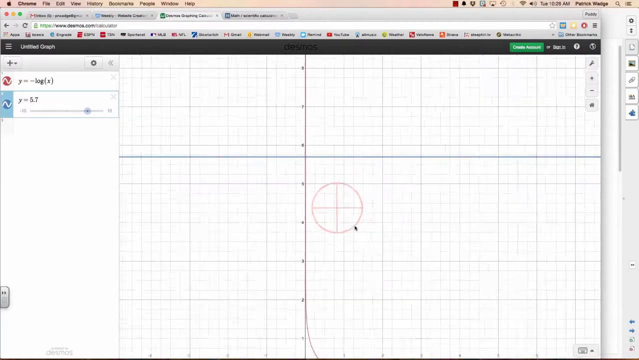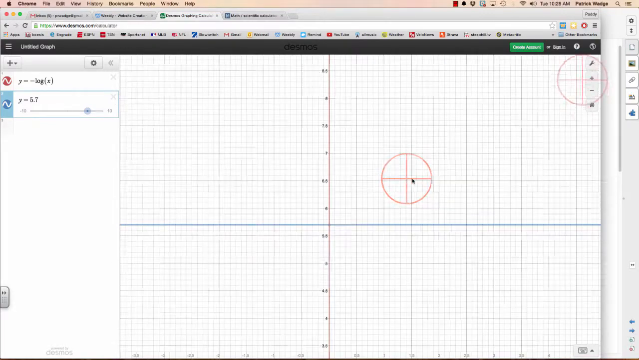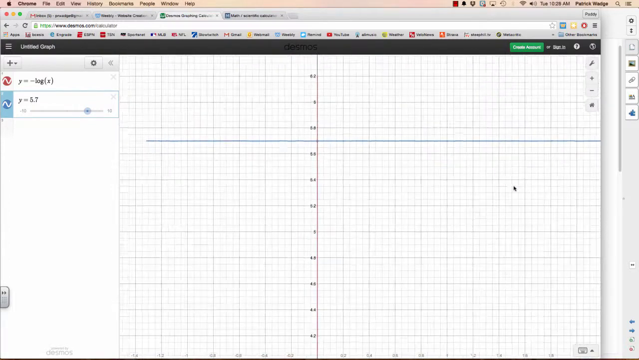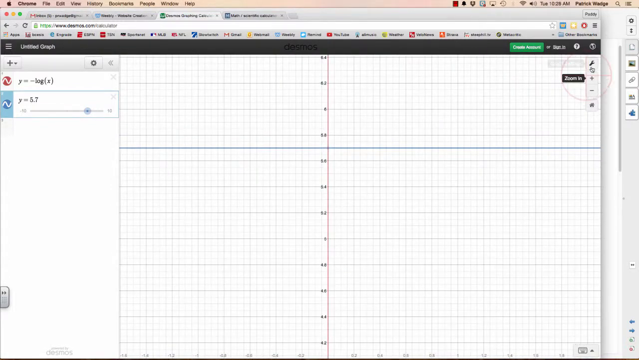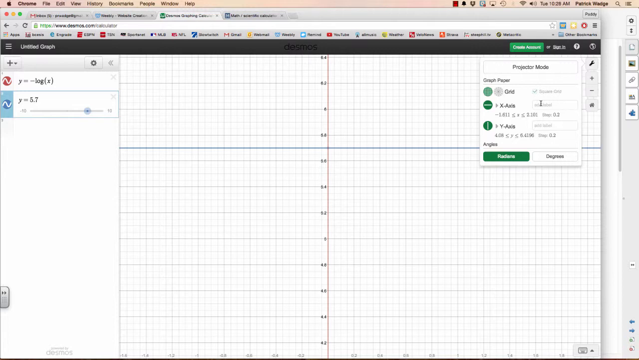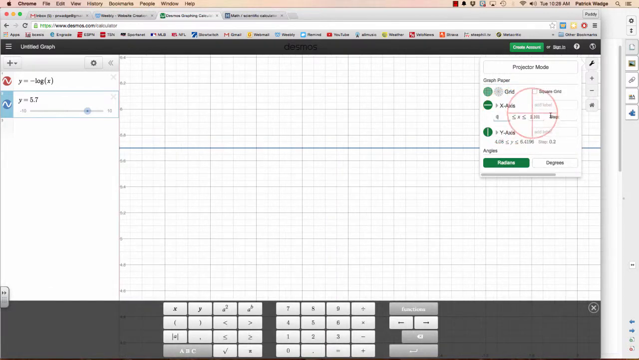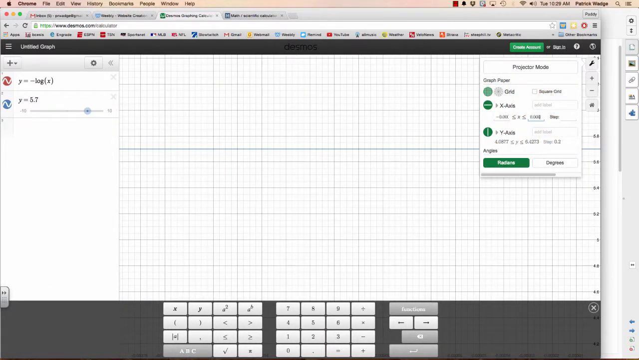So what we might want to do is expand it. We could keep zooming in and zooming in. You can definitely do it that way. Or the other way you can do it is you can click on the graph settings and you can change it. So it looks like we want our x-axis to be very, very small. So why don't we say our x-axis is going from 0 to 0.00001.